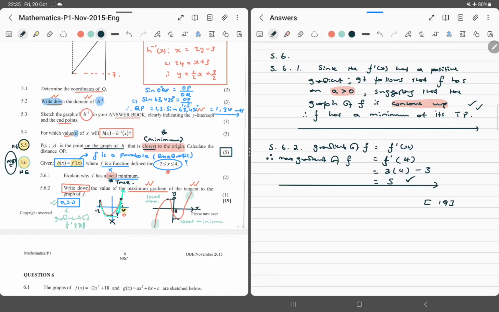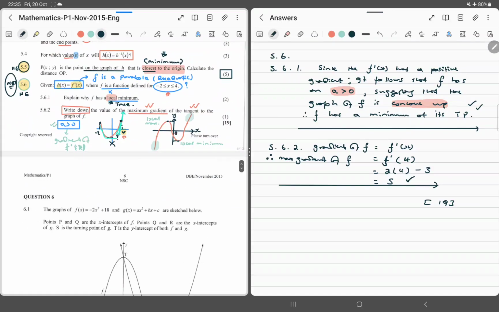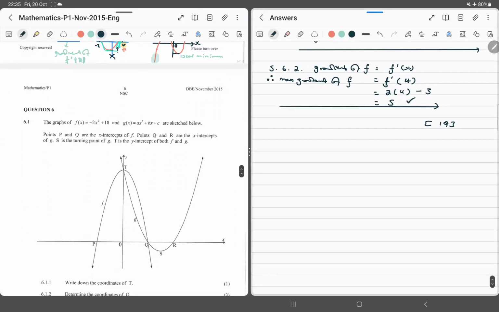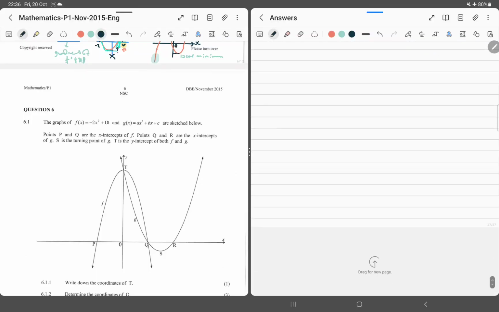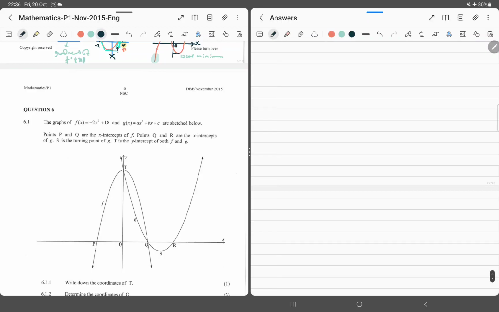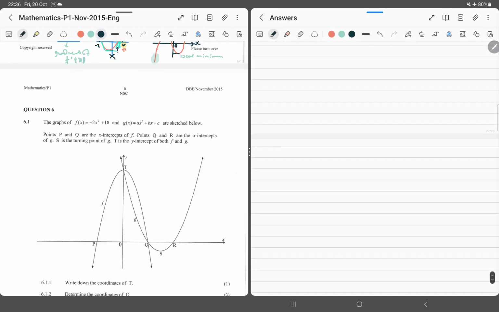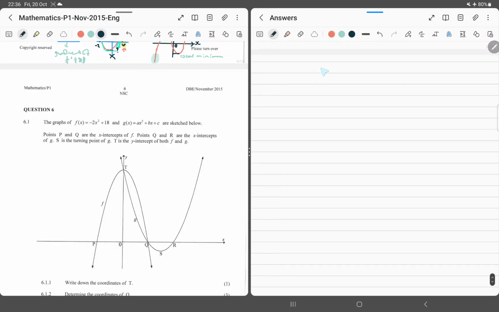Not a problem. So let's move on to the next question. I'm losing time, and I don't like to lose time. So let's start here. It looks like we have a lot of space, but we can start on a new page.